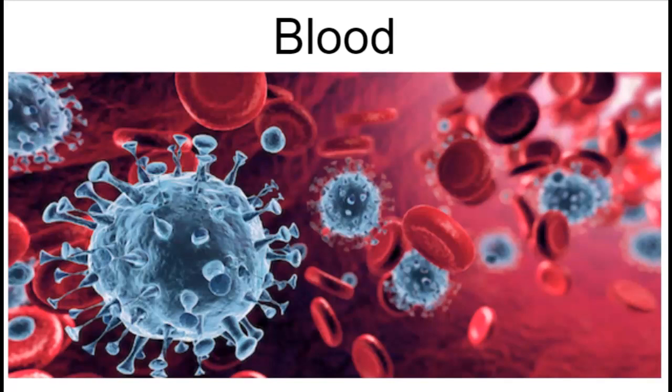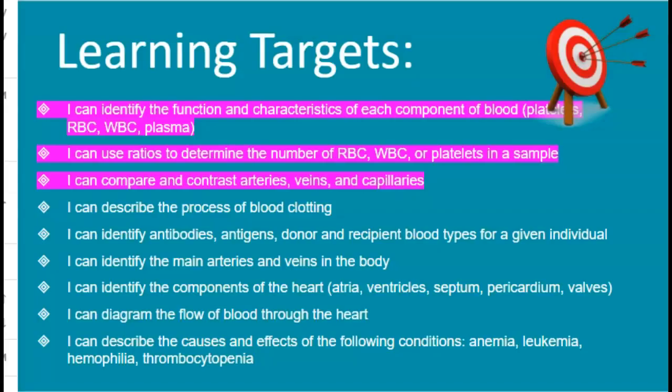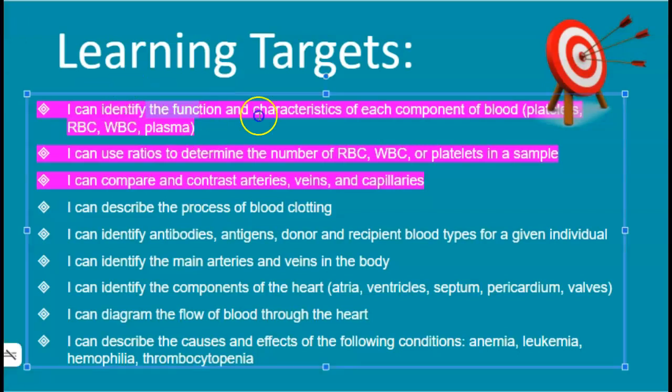Today we're going to be talking about blood and the components of blood and arteries. So title for today can be blood. Easy as that. Today we're going to be talking about the function and characteristics of each part of the blood. We are going to also be talking about arteries, veins, and capillaries as well, and talking about ratios.